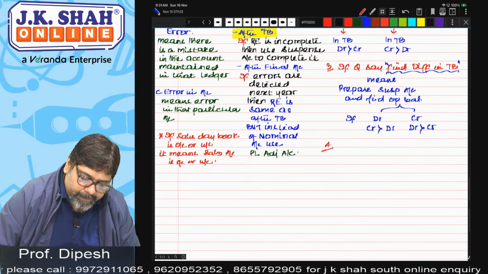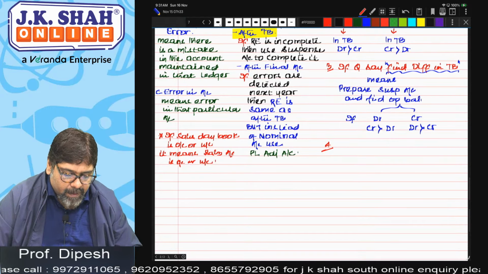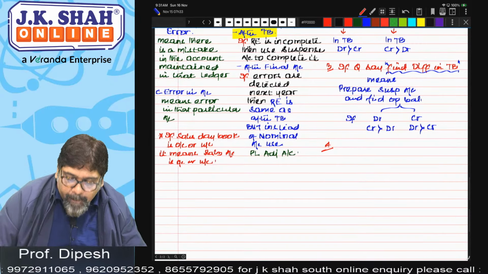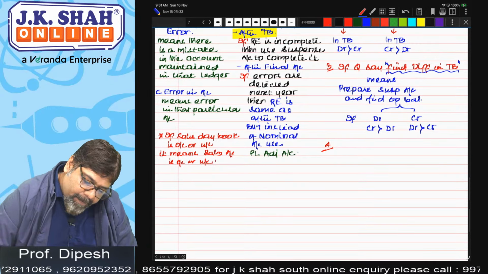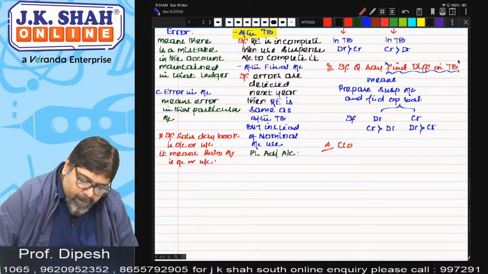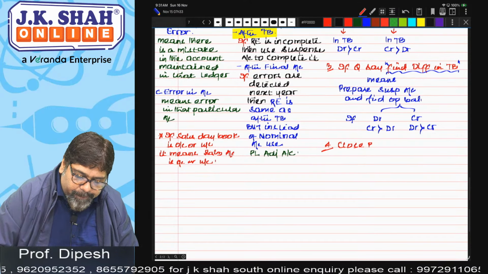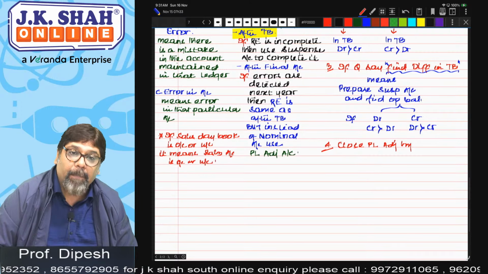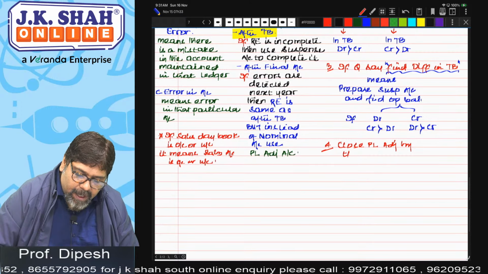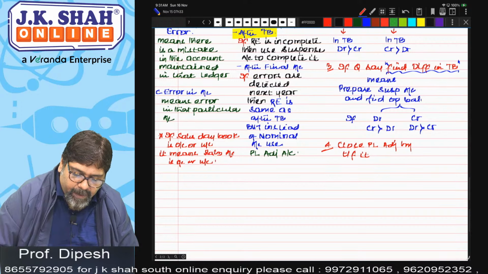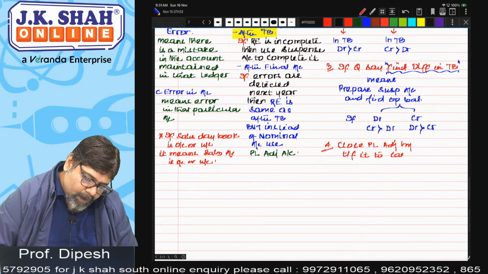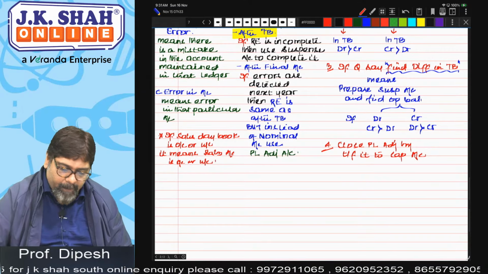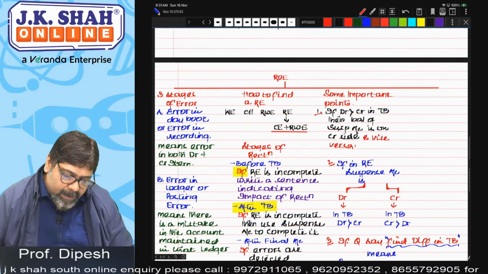Number 4. Close P&L adjustment by transferring it to capital account. Correct?